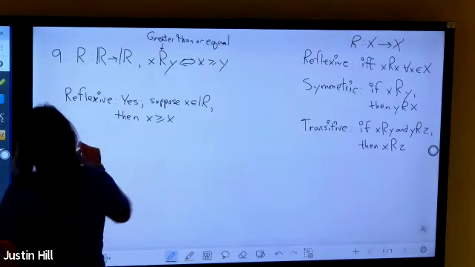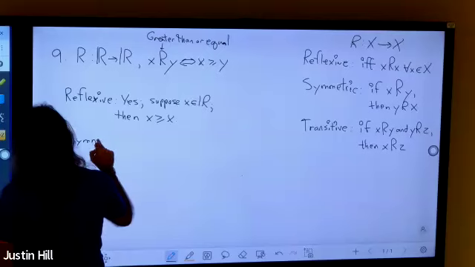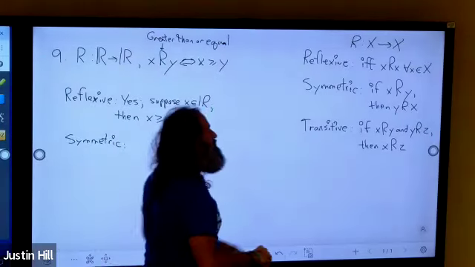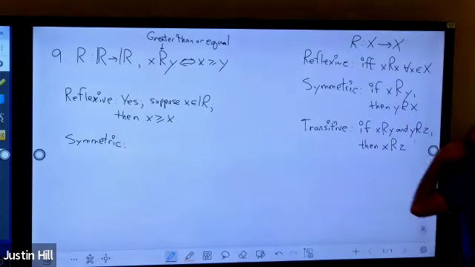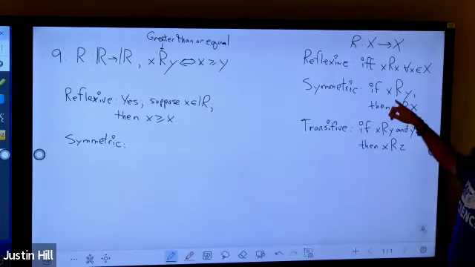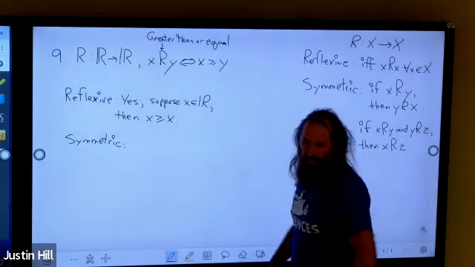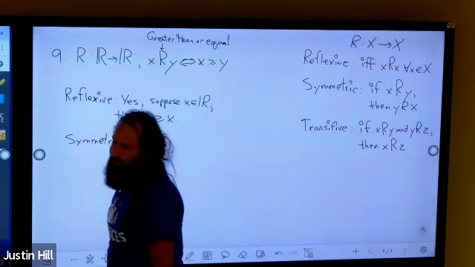Now let's think about symmetric. So for symmetric, I'm thinking about a situation where one number, and again, our relation is greater than or equal to, one number is greater than or equal to another number. And if I have that situation, I want to be able to reverse it around. So if the first is greater than or equal to the second, I want to be able to say the second is greater than or equal to the first. And is that true? Does that make sense?